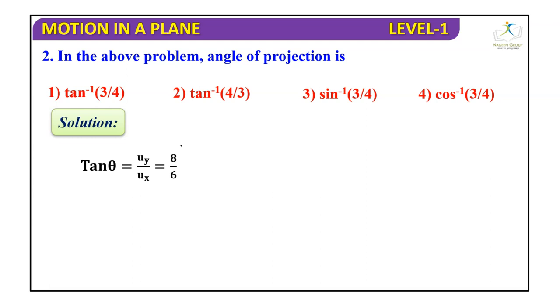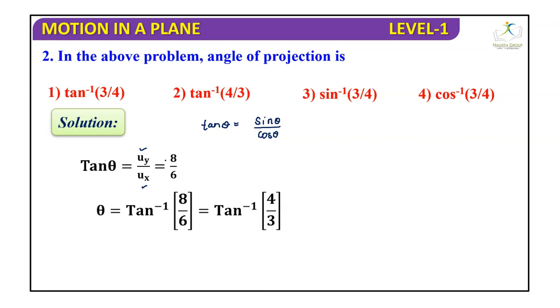So we know that tan theta is equal to sin theta by cos theta. Sin theta means the vertical component of the velocity, and cos theta means the horizontal component of the velocity. So here uy is 8 and ux is 6. After division we get 8 by 6, which means 4 by 3. The correct answer for this question, according to the options, is option 2. I hope you understand, students.